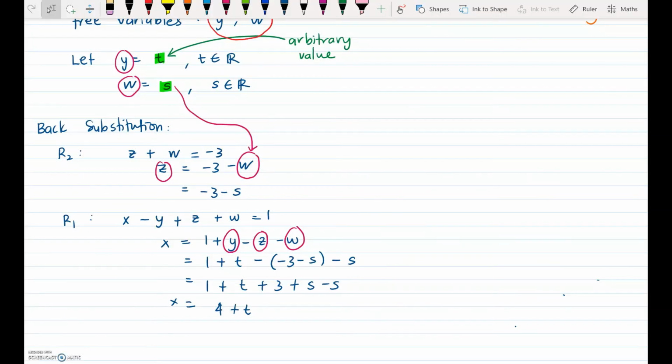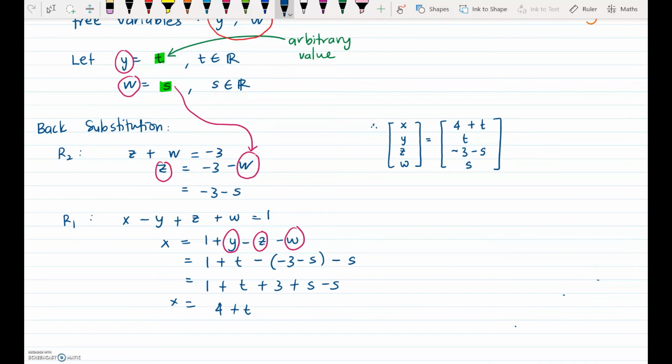Now your answer will be written in the form of a matrix. We have x, y, z and w. What is your x? Your x is 4 plus t. Your y is t. Your z is -3 minus s. And lastly, your w is s. Here we have two arbitrary values.